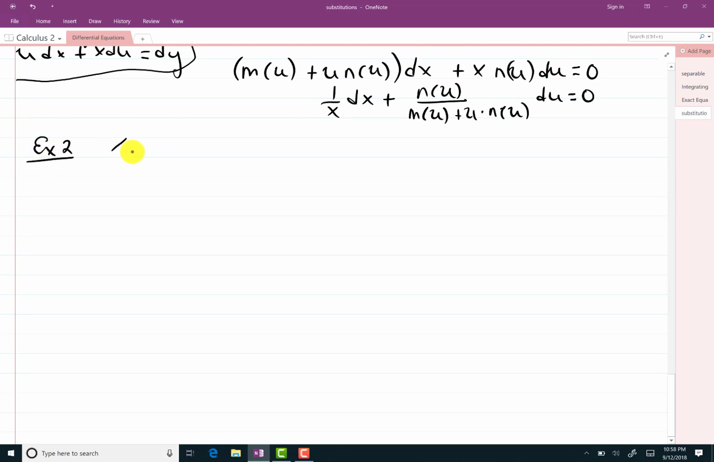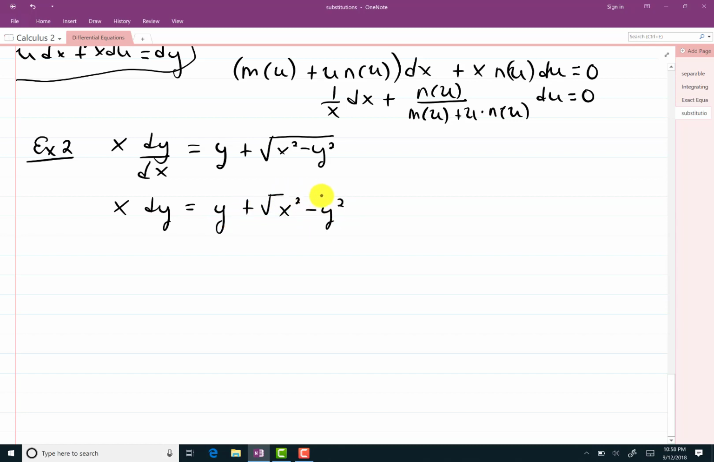So let's try x dy over dx equals y plus the square root of x squared minus y squared. Now, to make it like any of the other types of problems, I'm going to multiply through by dx. So I get x dy equals y plus the square root of x squared minus y squared, all of that times dx. But I could try to factor out an x from everything. Let me see if it works.